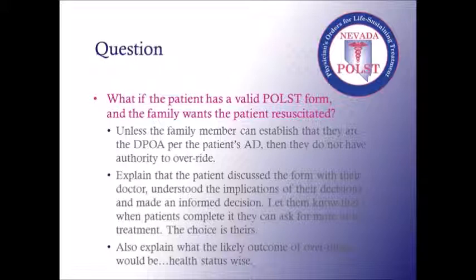What if the patient has a valid POLST form and the family wants the patient resuscitated? Unless that family member can establish they are the durable power of attorney, again per their advance directive, then they do not have the authority to override. Explain that the patient discussed the form with their doctor, understood the implications of their decisions, and made an informed decision. And understand that when the patient completes the form, they can ask for more or less treatment. The choice was or is theirs. You may have to explain what the likely outcome of overriding the patient's decision would be.